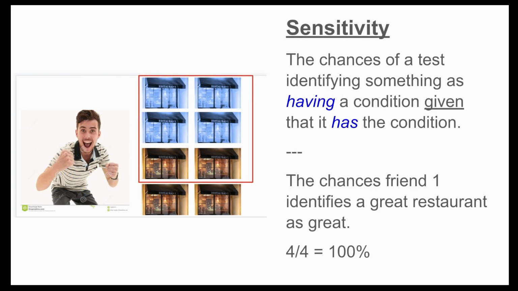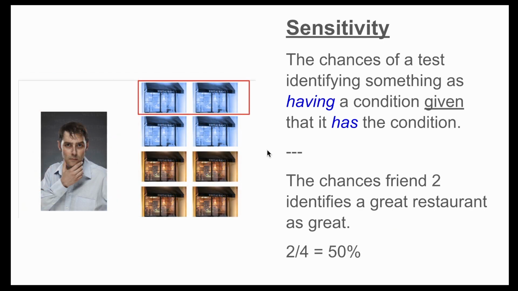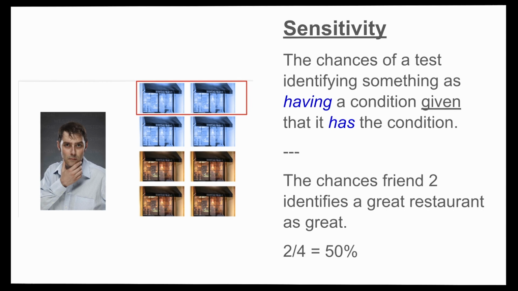So if we reword the definition of sensitivity with the story in mind, it would be, what are the chances friend 1 identifies a great restaurant as great? There were 4 great restaurants, and friend 1 correctly put all 4 of them in his great category. Therefore, friend 1's sensitivity is 100%. Next, what are the chances friend 2 identifies a great restaurant as great? Friend 2 correctly put only 2 of the 4 in his great category. Therefore, friend 2's sensitivity is 50%.